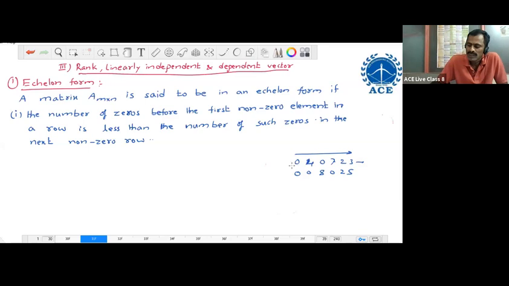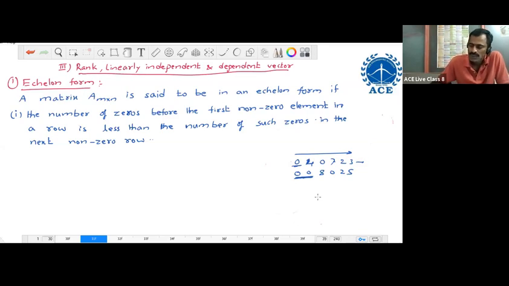Before this, how many zeros are there? Only one 0. Before the first non-zero element, how many zeros are there? Check it out. Here only one 0. If we have one 0 in the first row before the first non-zero number, to satisfy the less than condition, in the next row we should have more than one zero. More than one means there may be 2, 3, 4 like this only. But how many are there here? 2 zeros. 1 less than 2 is satisfied. The condition is satisfied. So this is the first condition.